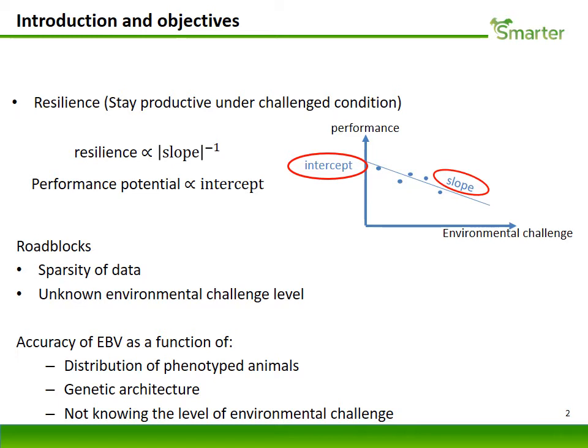So here we will be looking at the factors that affect the accuracy of the parameters, slope and intercept, or resilience and performance potential. In specific, the research questions we seek to answer is the impact of the distribution of the phenotyped animals on the accuracy. Also, it is believed that there is most likely a trade-off between parameters, between slope and intercept, that is a genetic correlation. So we are also interested to assess the effect of genetic architecture on the accuracy. And finally, we want to know how does not knowing the environmental challenge level affect the accuracy.